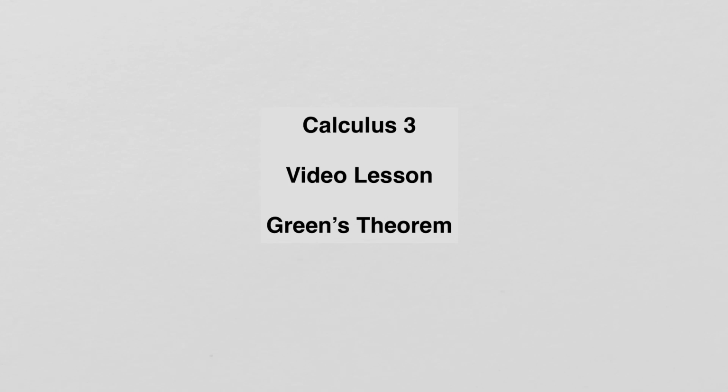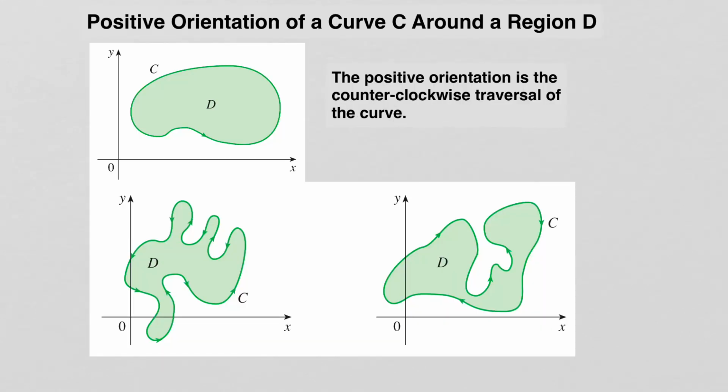Green's theorem. First, let's define what we mean by the positive orientation of a curve C around a region D.